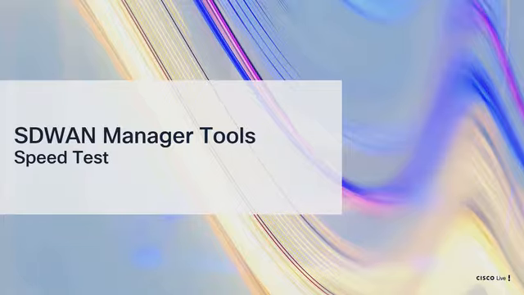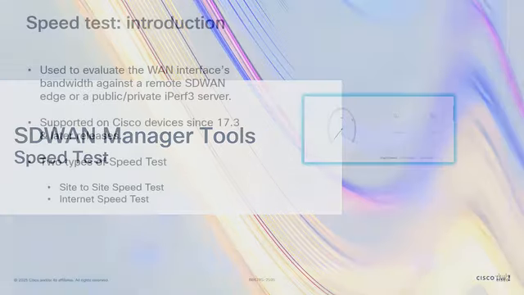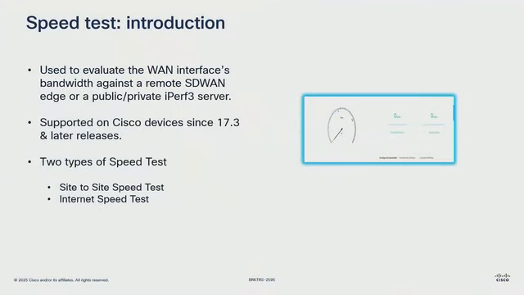There is no configuration that is required over here. We just have to click a couple of buttons on the GUI and we should be able to do the speed test itself. If we talk about it, it is used to evaluate, as I said, the WAN interface bandwidth between two remote sites or towards any of the public or private iPerf servers. The support for that started with 17.3 and later releases, and we have two types of test. Either it is a site-to-site speed test or an internet speed test.